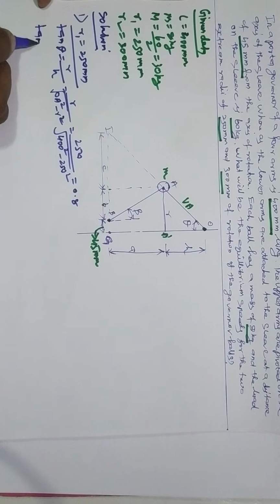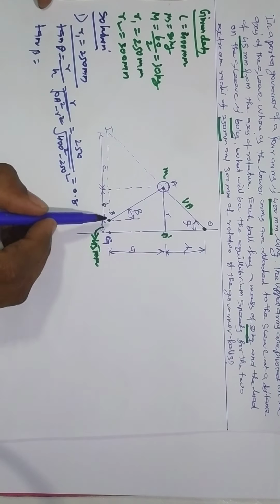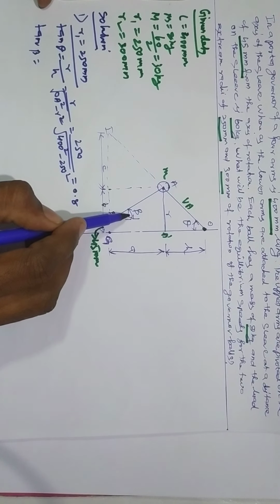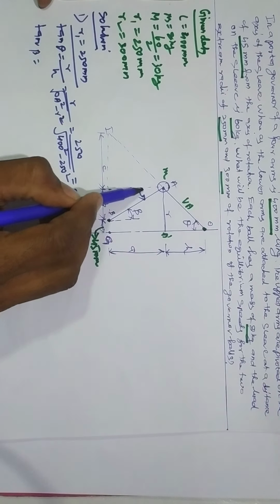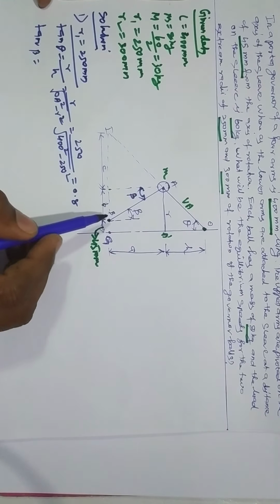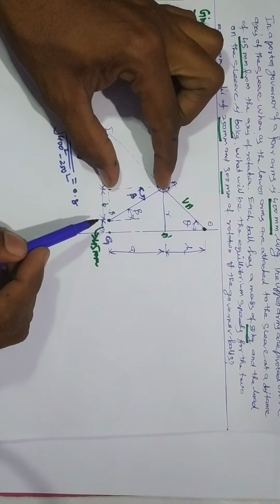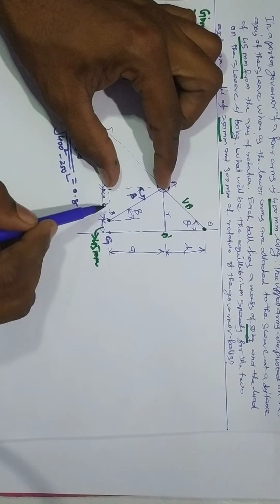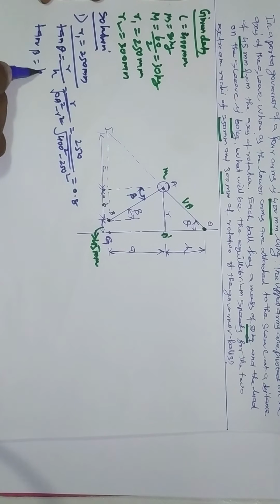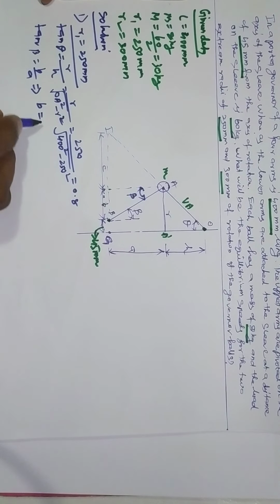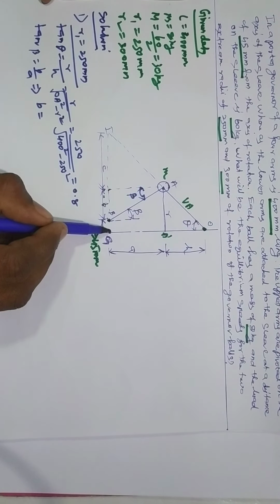So what is tan beta? You see this is the beta, and similarly this is also a beta, the opposite angle. So this is a distance, this is the B distance, so tan beta equals B by A. So what is the B value? Here you should calculate the B value.